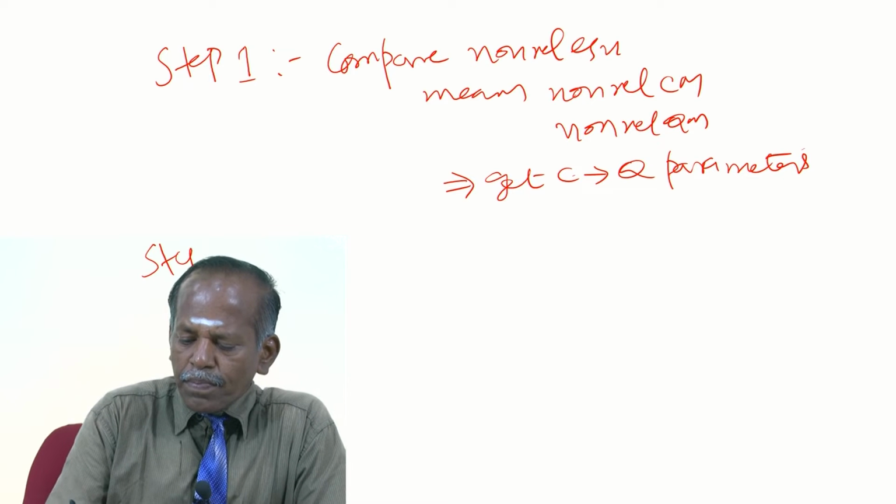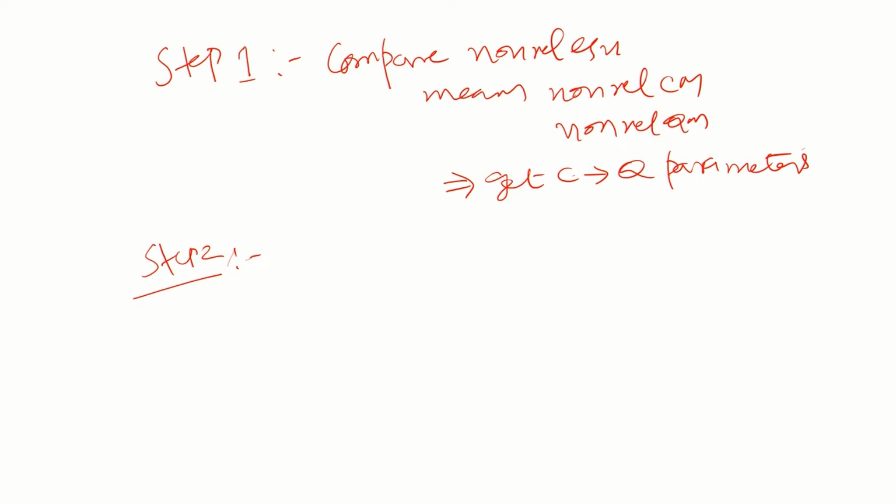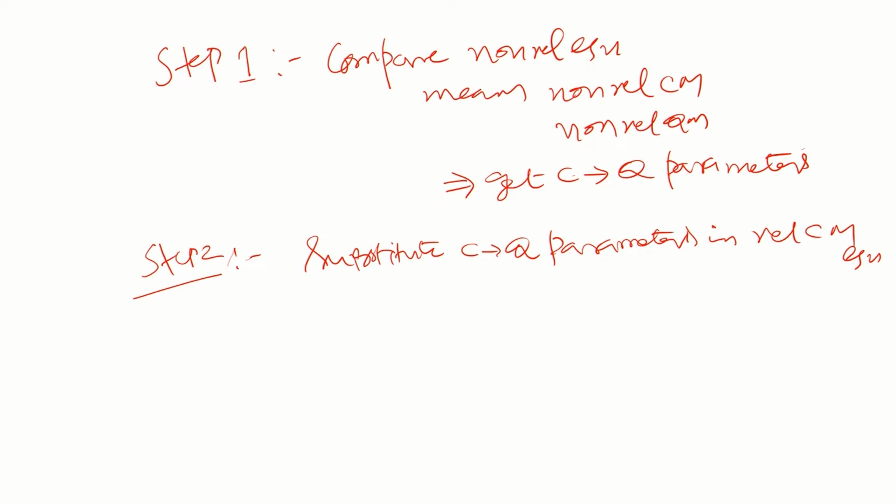In the second step, what he did is substitute these classical to quantum parameters in the relativistic classical mechanical equation. That is, in the relativistic classical mechanical equation, E square equal to c square p square plus m square c power 4, E is a classical parameter, P is a classical parameter. Changing these two parameters by this substitution will make this classical equation a quantum equation.